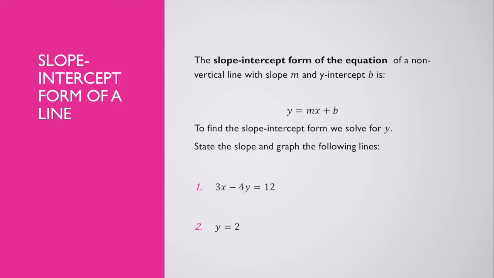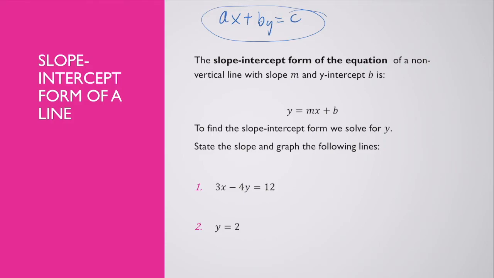The slope-intercept form of an equation of a non-vertical line with slope m and y-intercept b is y equals mx plus b. To find the slope-intercept form, we solve the standard form for y. Why is this important? Before, we had the standard form, which was ax plus by equals c. If I'm looking at this equation, I know nothing about what my graph looks like. I don't know how steep the slope is, if the slope is positive or negative. I don't know where it crosses the y-axis.